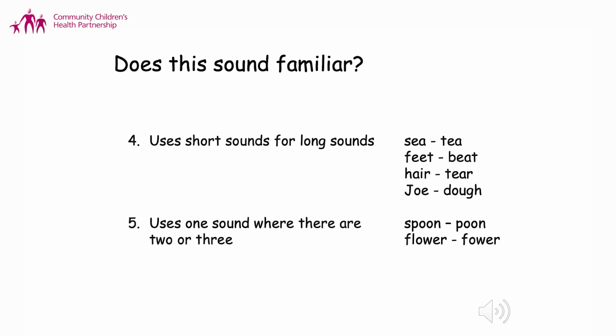And finally, you might notice your child uses one sound where there should be 2 or 3. And these go back to the clusters or blends that we talked about previously. So spoon becomes poon, flower becomes fower. This is also described as cluster reduction.